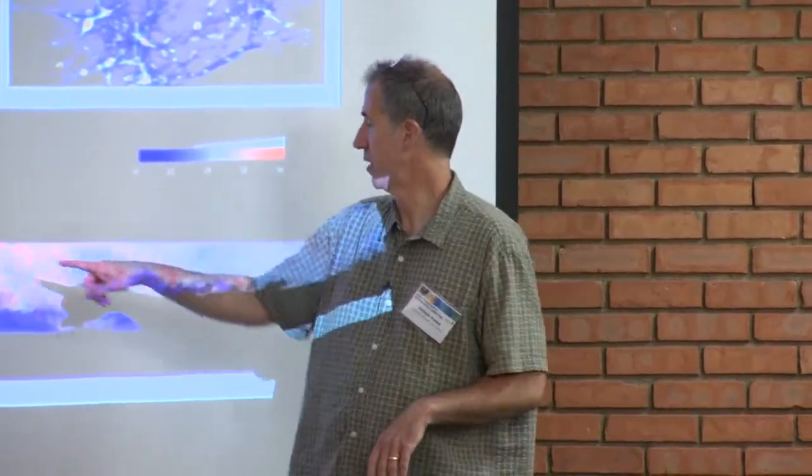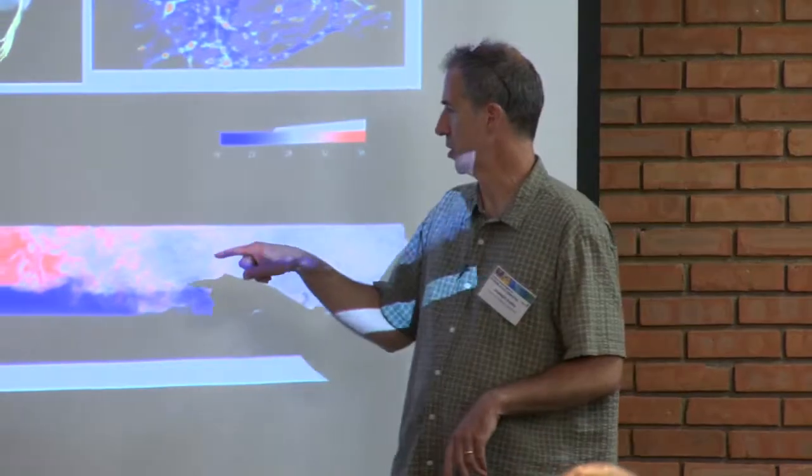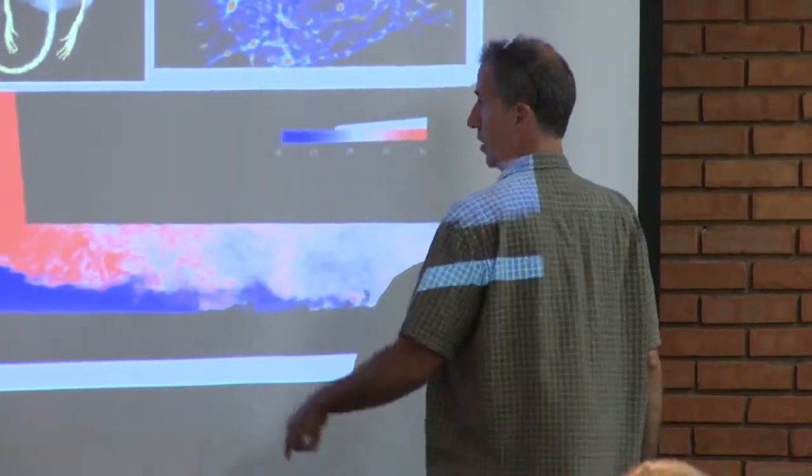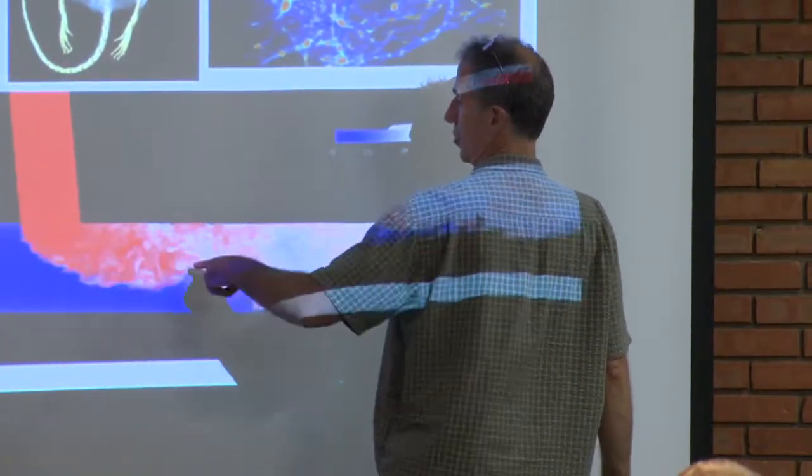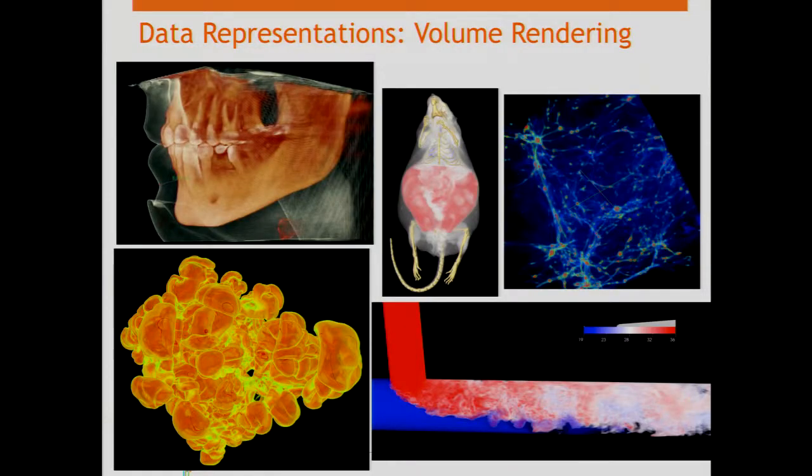Similarly here, this is a T-junction where there are two fluids that are mixing. Obviously, red would be hot, blue is colder, and as they mix together, you can see the regions where they're mixed are white. So we're using ranges of color to represent different ranges of values in the data.